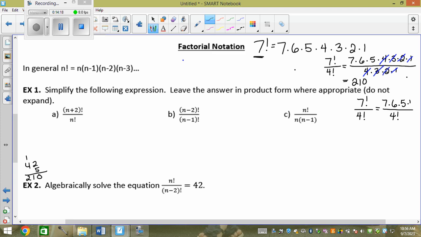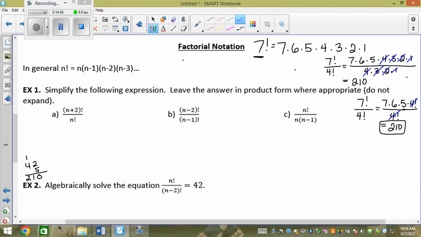So I could go like this. And then I could do this. And then I get 210, which is a great answer. Actually correct. Crazy that happened. Okay?